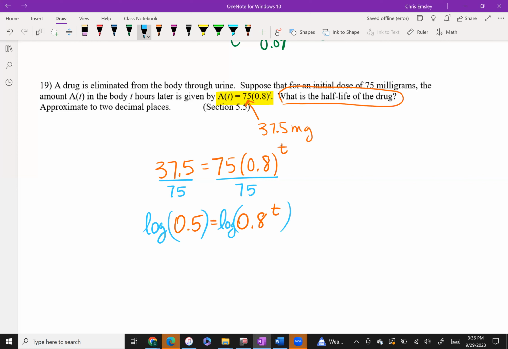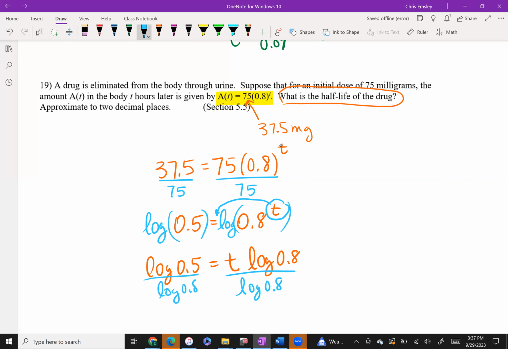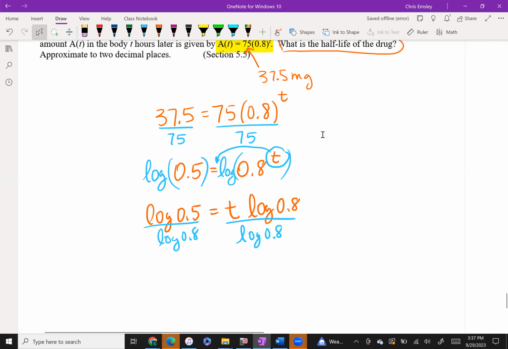You can use log or ln. It doesn't matter. But that property of exponents pulls that t down front. So we then have the log of 0.5 equals t times the log of 0.8. Divide both sides by the log of 0.8. And then it just becomes a calculator problem from there. T is equal to log of 0.5 divided by log of 0.8.